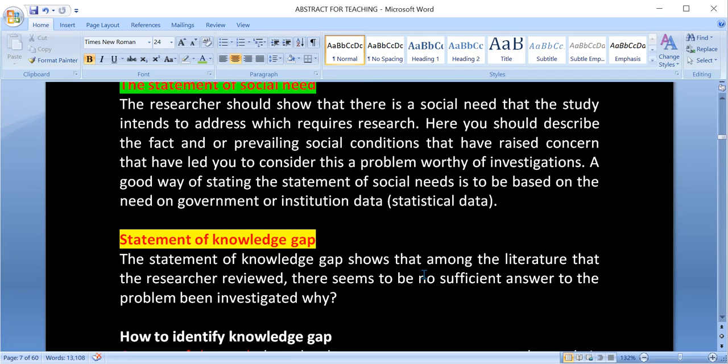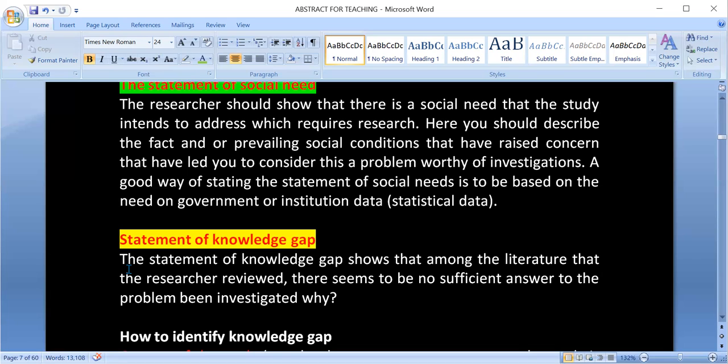Then the second component of a statement of problem is the statement of knowledge gap. The statement of knowledge gap shows that among the literature that the researcher reviewed, there seems to be no sufficient answer to the problem being investigated and why. So in your statement, you have to prove also that other works have been carried out, but there is a gap. And I've told you that the gap can be maybe that research has not been carried out in that particular community you are about to study, which means no one has knowledge of what it is in that community, and that's a gap.